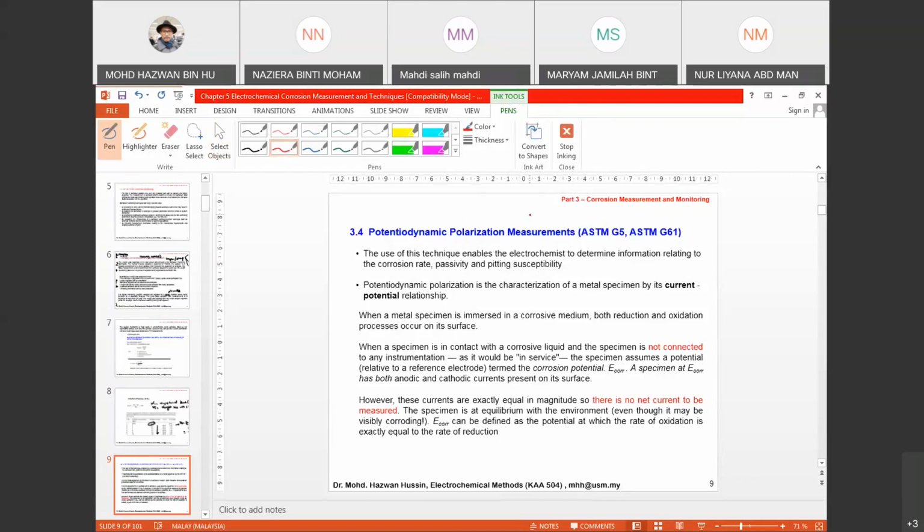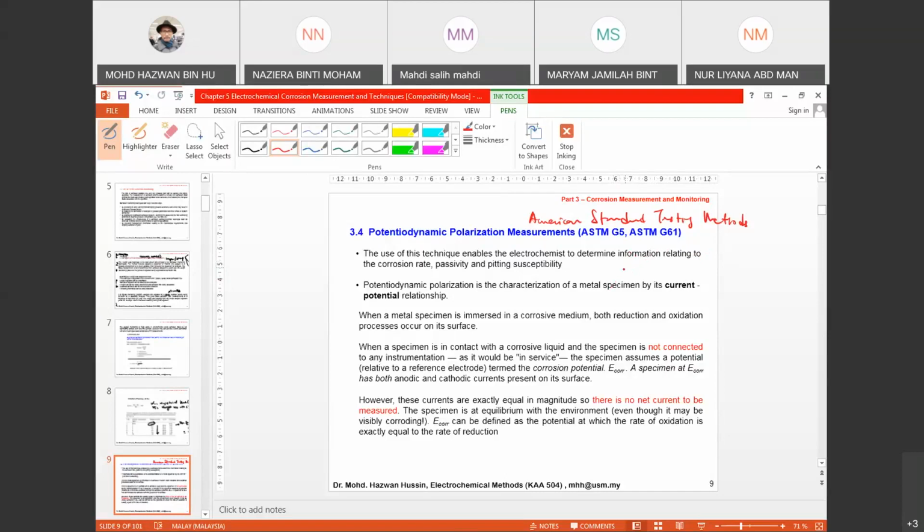ASTM stands for American Standard of Testing. In Malaysia we have MS, the Malaysian standard. For Japan they have JS, Japanese standards. The British have BS, British standard. For the Americans they have ASTM. So worldwide, people always follow either ASTM methods, British standards, or Japanese standards.